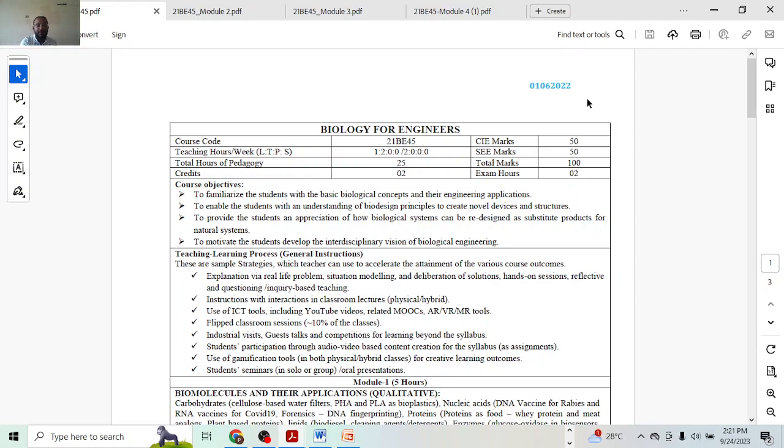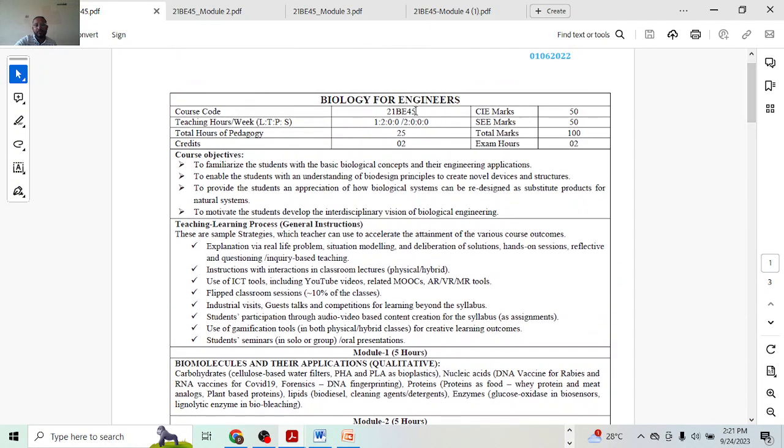So first we will discuss the syllabus. The syllabus for Biology for Engineers in VTU. Okay, this is the syllabus. You have the course code as 21BE45. CIE marks is 50, that is continuous internal evaluation, and then the semester-end examination will be 50. Usually it is taken out of 100 marks and reduced to 50.